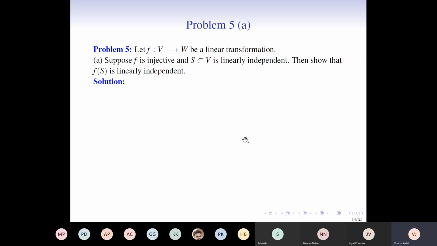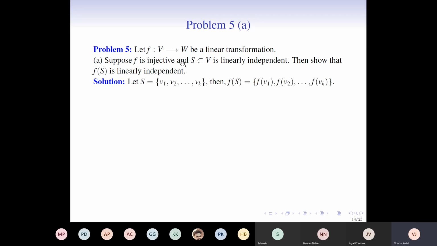Problem 5. Problem 5 is a good problem. It states that we have f from V to W, and f is a linear transformation. Suppose f is injective and S is a subset of V that is linearly independent. We need to show that f(S) is also linearly independent.